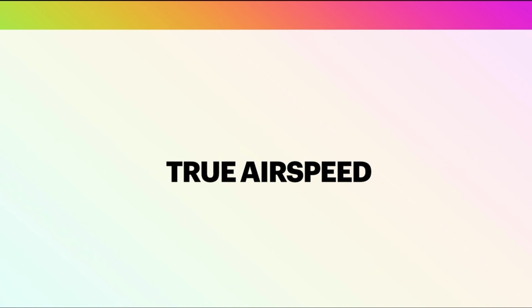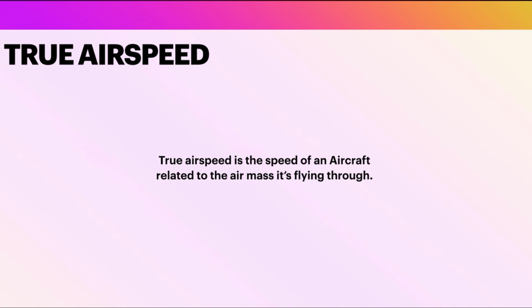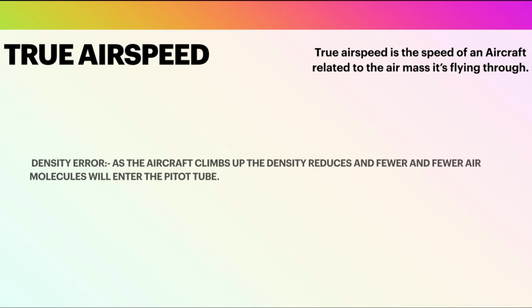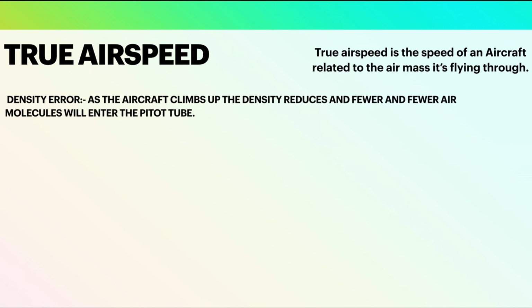The next is true airspeed. The true airspeed is the speed of an aircraft relative to the air mass it is flying through. For better understanding, it is calibrated airspeed or equivalent airspeed corrected for density error. Now what is density error? As the aircraft climbs up, the density reduces and fewer air molecules enter the pitot tube. This causes density error. So, approximately, true airspeed is 2% more than indicated airspeed.